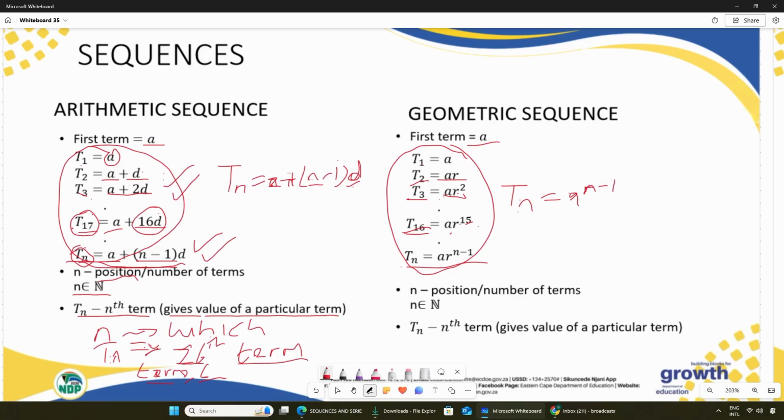Now let me write that very quickly. The general formula is Tn equals AR to the power of n minus 1. If you are looking for term 3, you can simply substitute 3 in the place of n. So you will get 3 minus 1, that gives you 2. So you have AR to the power of 2. In this general formula, Tn equals AR to the power of n minus 1, n stands for the position or the number of the term, and n is always an element of the natural numbers. n cannot be a decimal, or negative. And Tn is the nth term, which gives the value of a particular term. I'm not going to dwell much on n and Tn because we did them in arithmetic sequences.